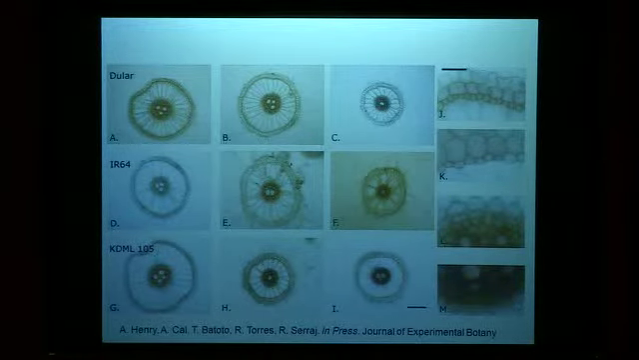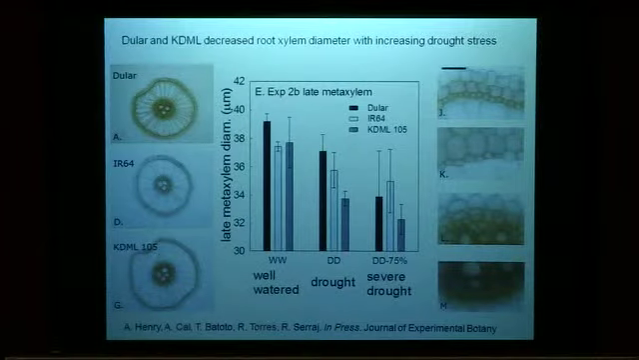But at the same time that we were doing this work, interestingly, we were just trying to do some basic characterization of root anatomy and root hydraulic conductance in response to drought. We were looking at a few genotypes, Dular, IR64, KDML. The top and bottom ones are considered more drought resistant than the middle one. In this situation also, we saw that the more drought-resistant genotypes were decreasing their xylem vessel diameters when the stress became more severe, whereas IR64 didn't. There was some decrease there, but not as significant as in the two more drought-resistant genotypes.